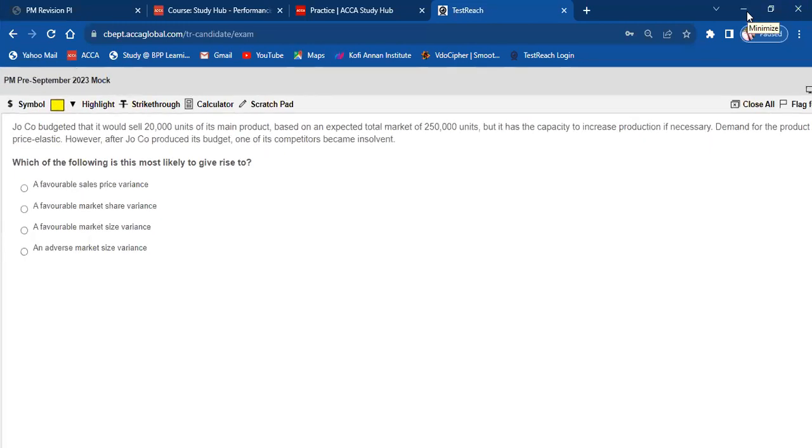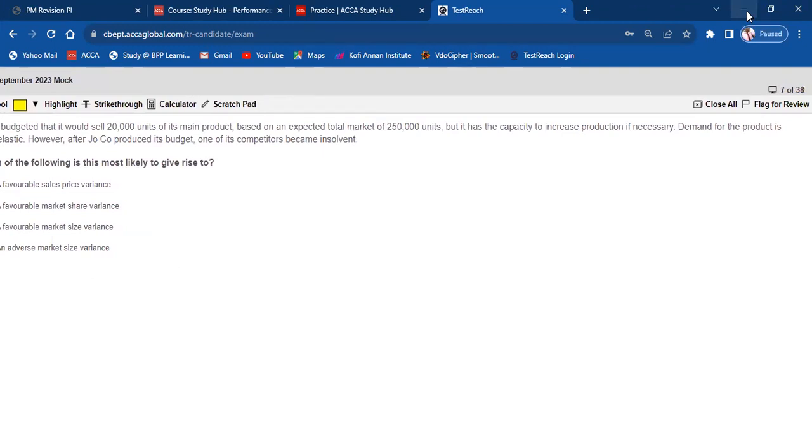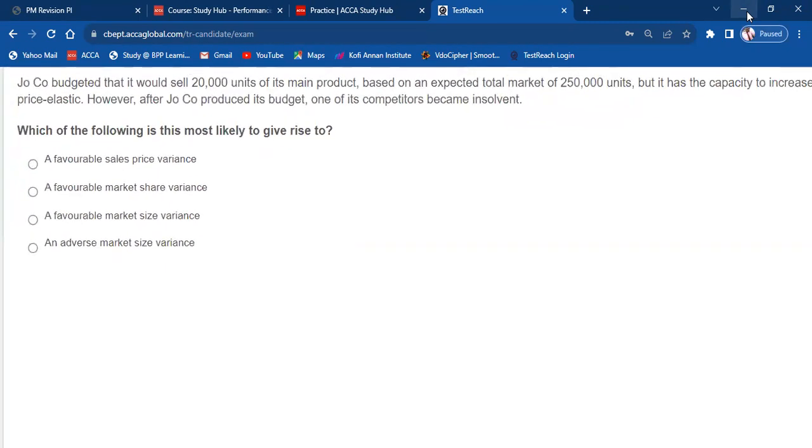The company budgeted that it will sell 20,000 units of its main product based on an expected total market of 250,000. But it has the capacity to increase production if necessary. Demand for the product is price elastic. So customers are responsive to prices a lot. However, after JCO produced its budget, one of its competitors became insolvent. Which of the following is this most likely to give rise to?